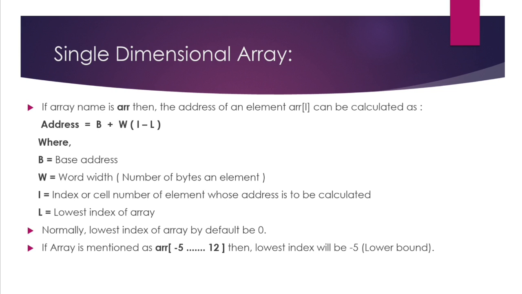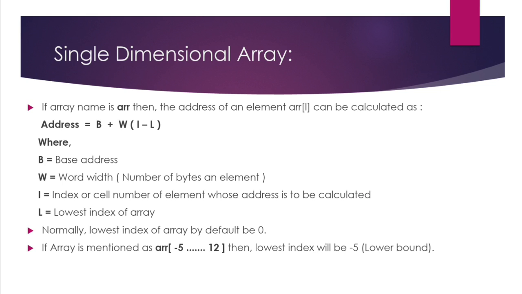Until the question changes it, the lowest location is 0 only. If our question says our array starts from the fifth location, then our lowest index is the fifth location. If it says it starts from the 10th location, then our lowest index is the 10th location. It depends on the question. If it is not given, then the lowest index is 0; if it is given, then you have to take that value only. I is the index, the position whose address we are going to find.